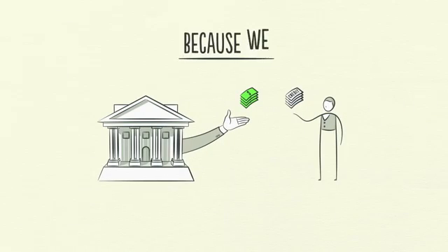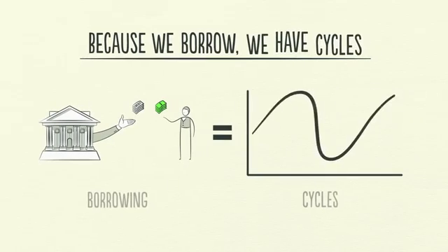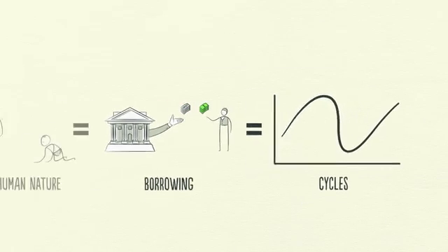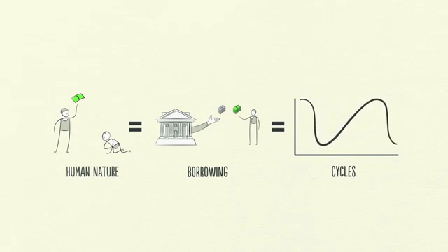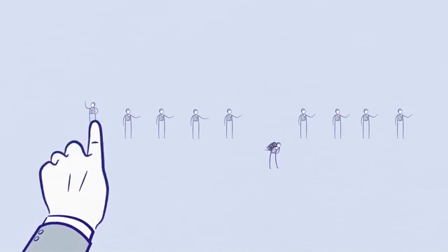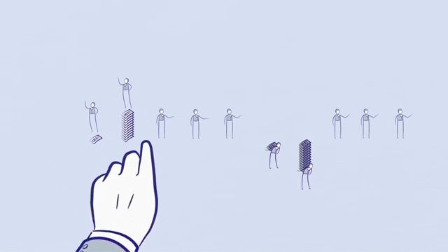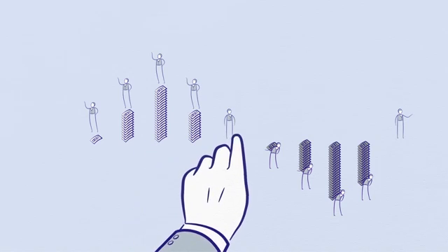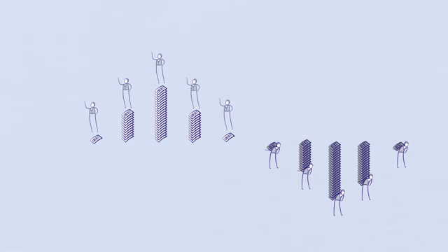But because we borrow, we have cycles. This isn't due to any laws or regulations, it's due to human nature and the way that credit works. Think of borrowing as simply a way of pulling spending forward. In order to buy something you can't afford, you need to spend more than you make. To do this, you essentially need to borrow from your future self.